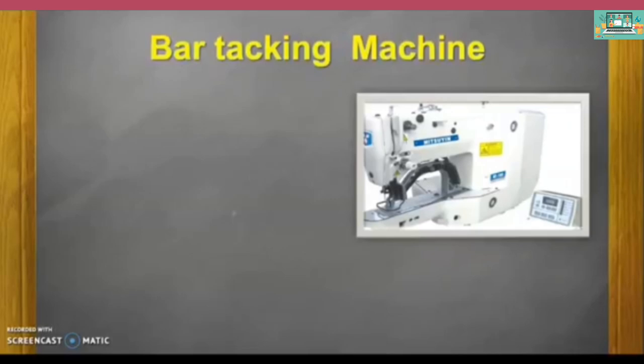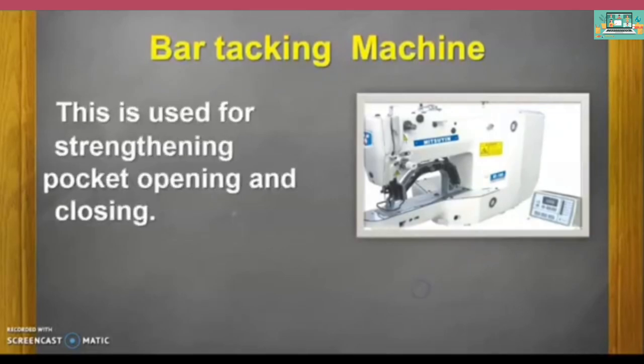Bar tacking machine. This is used for strengthening pocket opening and closing.